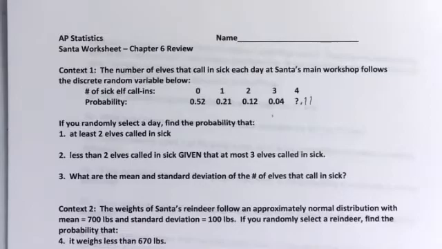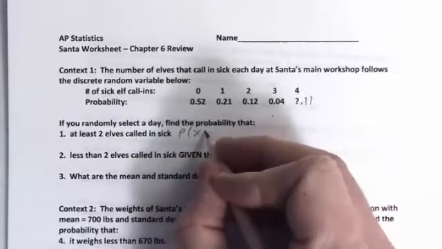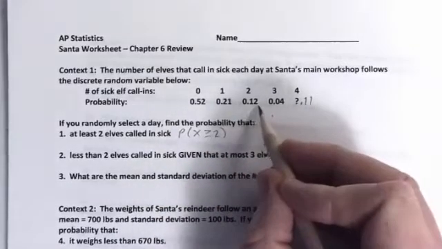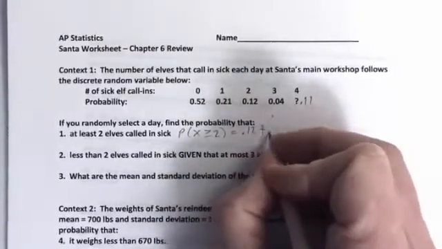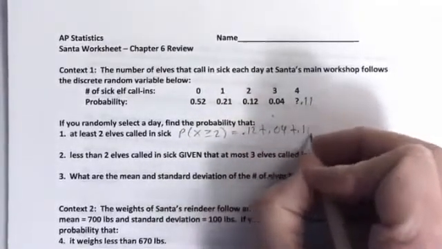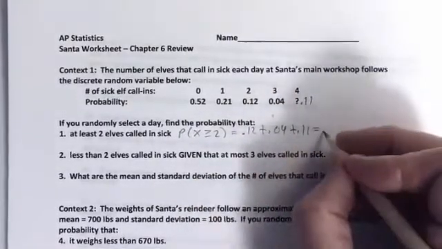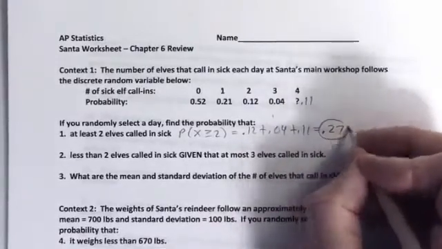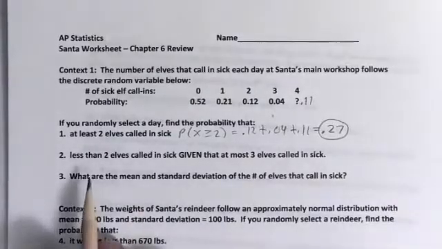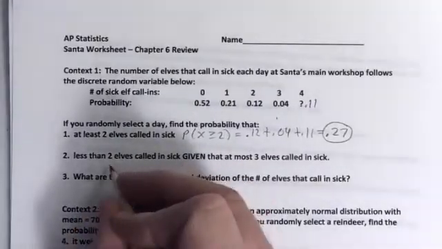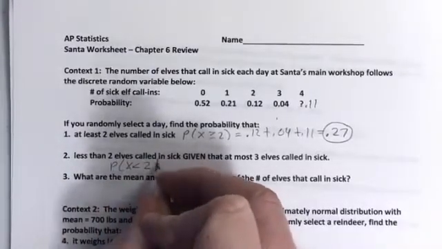What's the probability that at least 2 call in sick? The probability of at least 2, so that's greater than or equal to 2, is going to be either 2, 3, or 4. That is going to be 0.12 plus 0.04 plus 0.11. That would add up to 0.16 plus, that would be 0.27 or 27%.